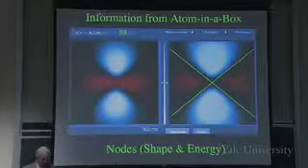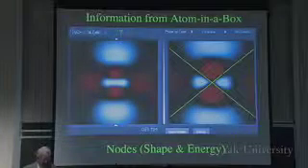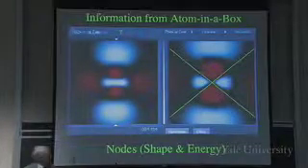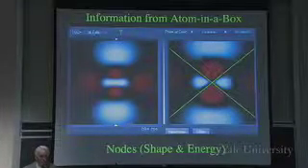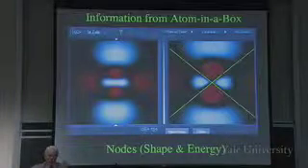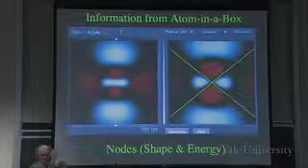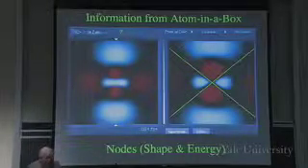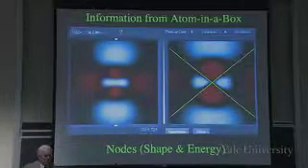So that's 3D. Let's look at this one. Now we still have those two diagonal nodes. In fact, it turns out that the nodes are actually cones. This is a slice through a cone, right, on the top and on the bottom. Okay, so the nodal surface.